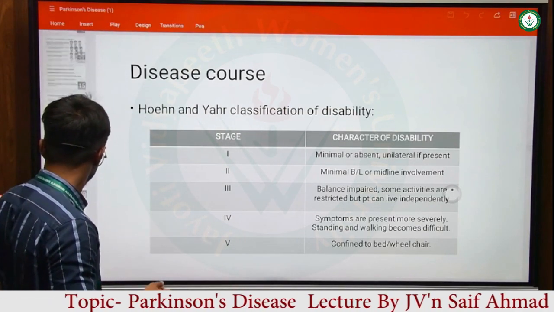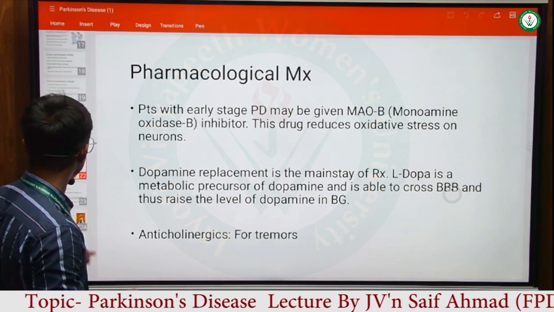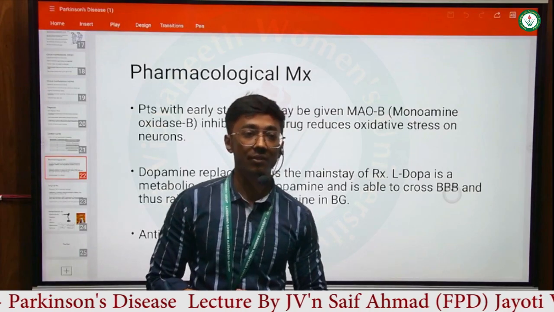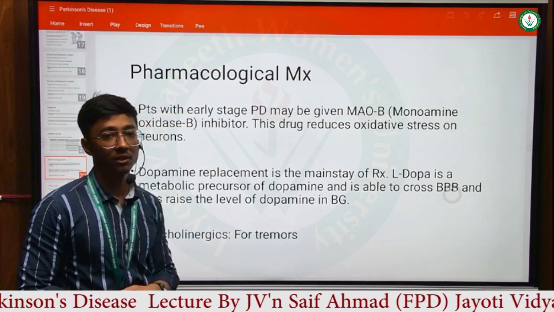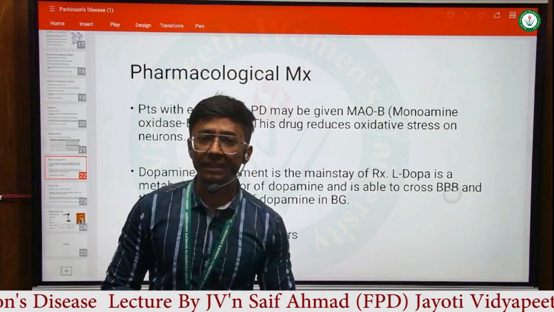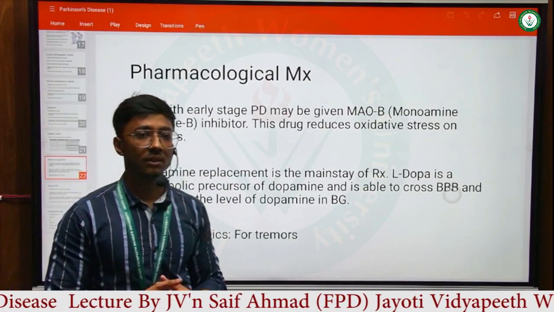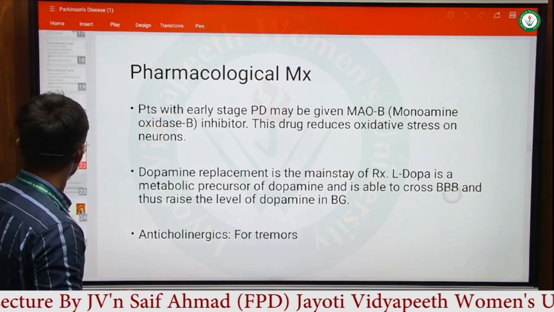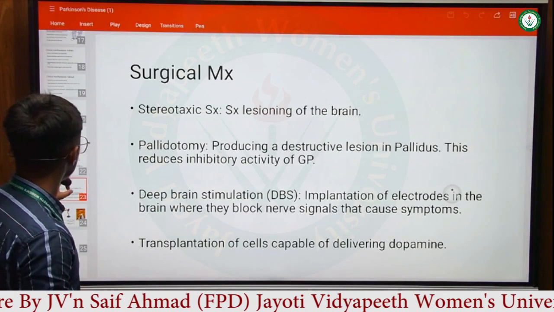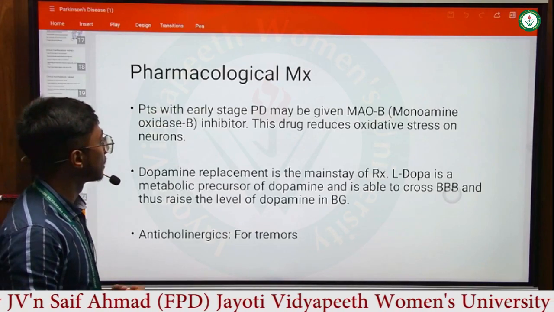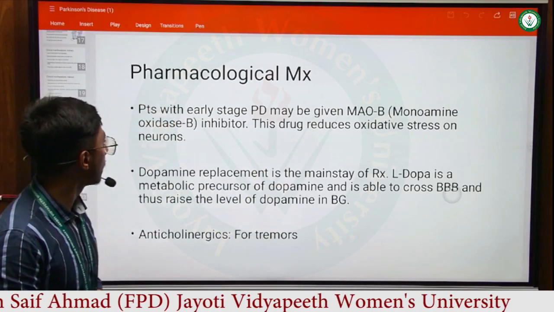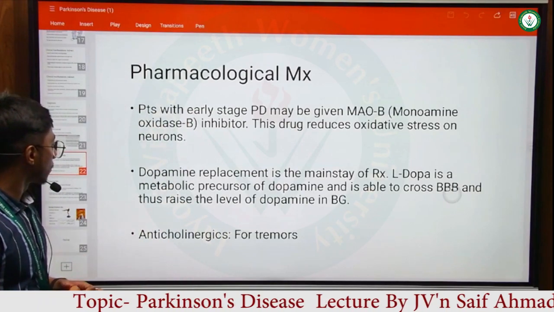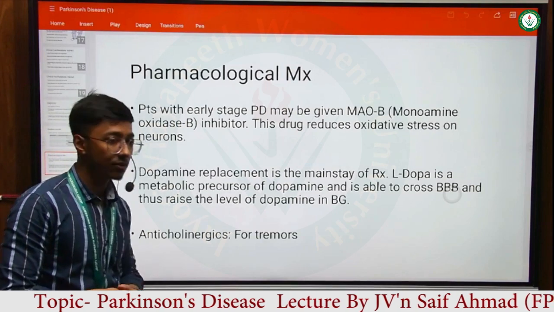Then we come to the treatment, pharmacological treatment. There is a drug called levodopa or L-dopa. We give this because levodopa maintains the dopaminergic level in the body and reduces the clinical signs and symptoms. Then there is MAO-B, the monoamine oxidase inhibitor. This drug reduces oxidative stress on neurons. We can also give anticholinergics for tremors.